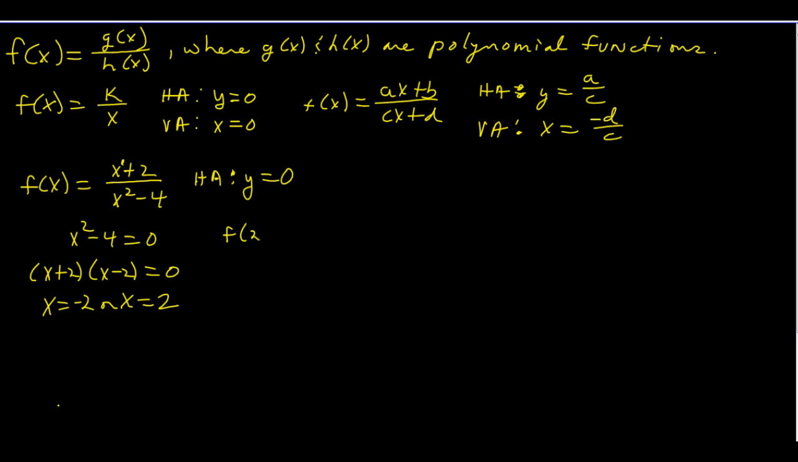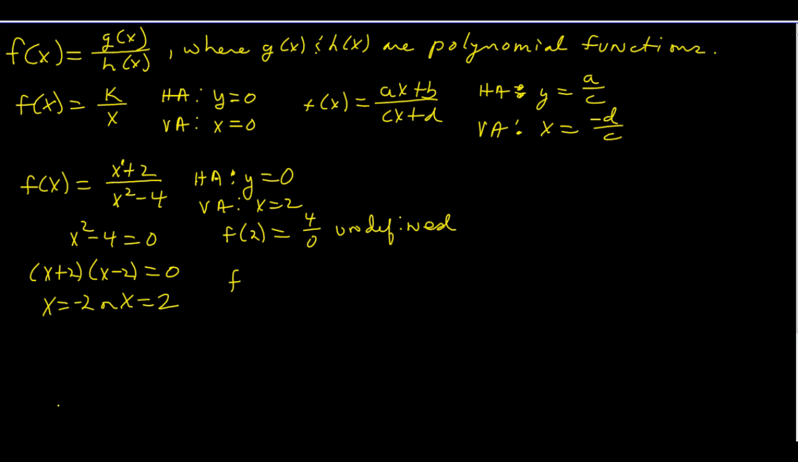So f of 2, if I plug in 2, I get 2 plus 2 is 4 over 2 squared minus 4, which is 0. And 4 over 0 is undefined. And so I have a vertical asymptote at x equals 2.